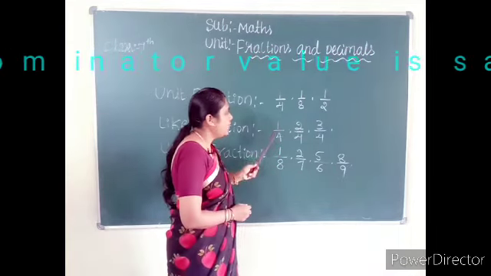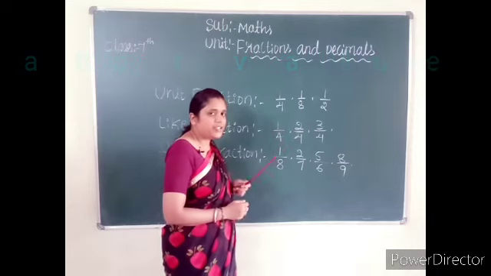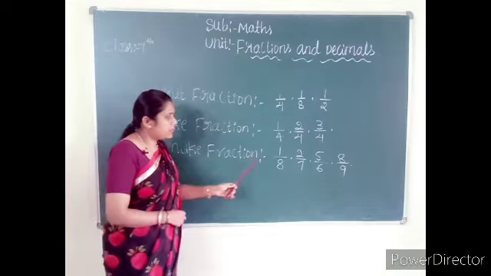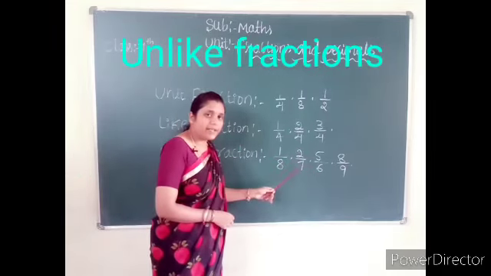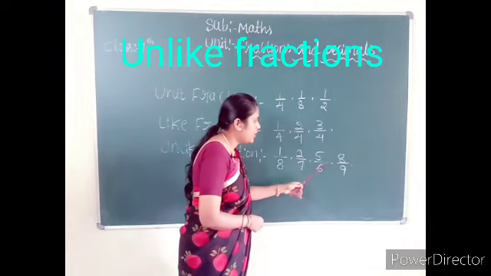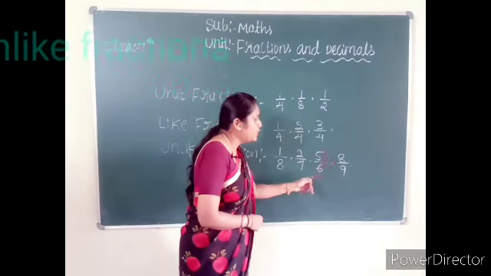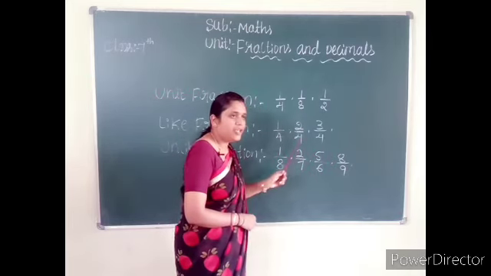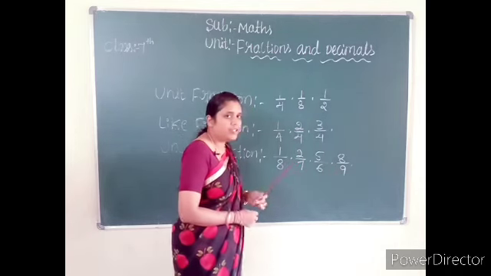So we can add, subtract, multiply like fractions easily. Okay, unlike fractions. Students, look at these examples: 1 by 8, 2 by 7, 5 by 6, 8 by 9. 1, 2, 5, 8 are the numerators, and 8, 7, 6, 9 are the denominators.